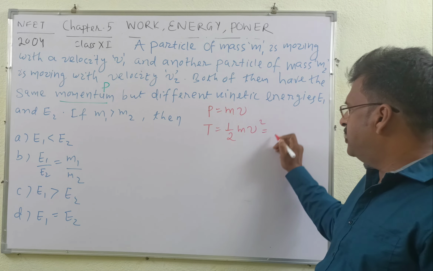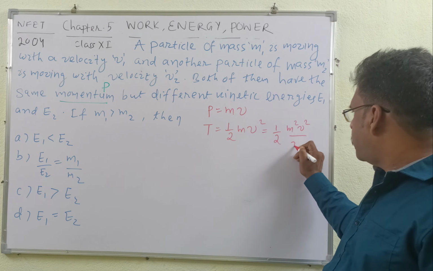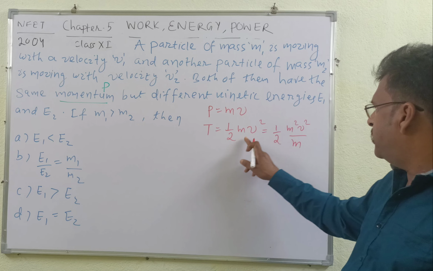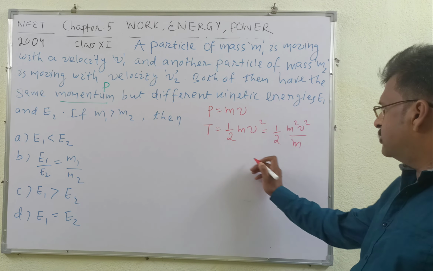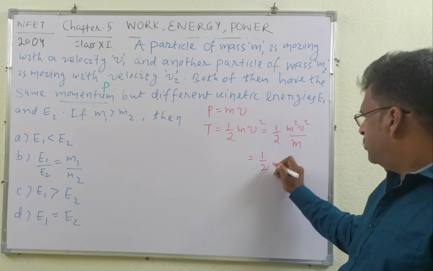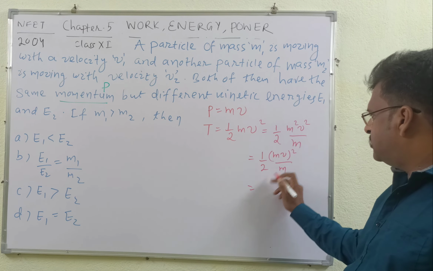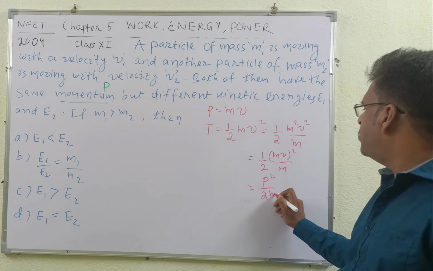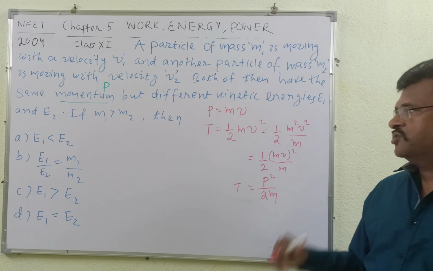So students, we may write here like this: half m square v square by m. We have multiplied just m in the numerator and in the denominator. We can write this as the square of mv divided by m, and what is mv? mv is nothing but p, so we can write this as p square by twice m. So T, the kinetic energy, can be written as p square by twice m.